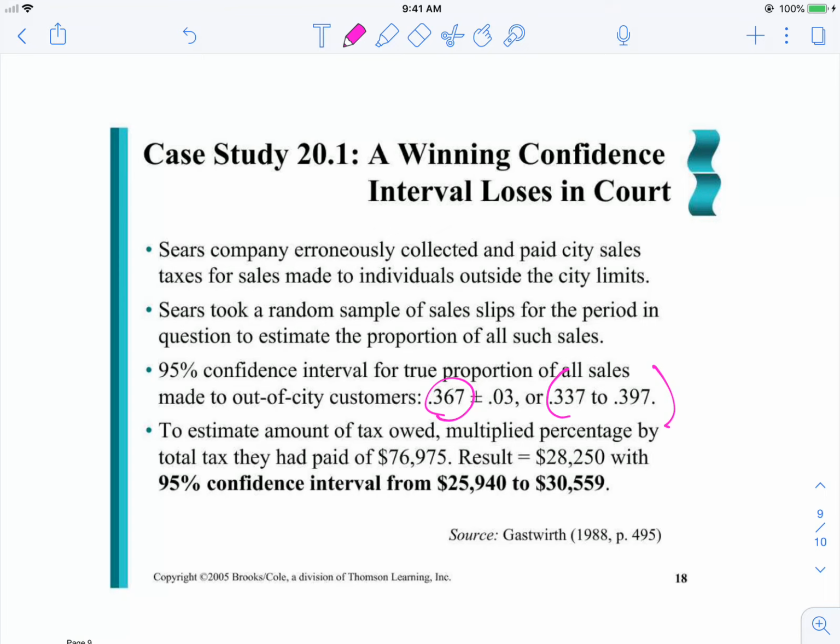Now, to estimate the amount of tax owed, they multiplied that percentage by the total tax they had paid. You can see almost $77,000. The result was about $28,000 with a 95% confidence interval. Okay, you take these percentages and you multiply them by these dollar amounts, and you get your value that you would owe from almost $26,000 to about $30,000 on the upper end.